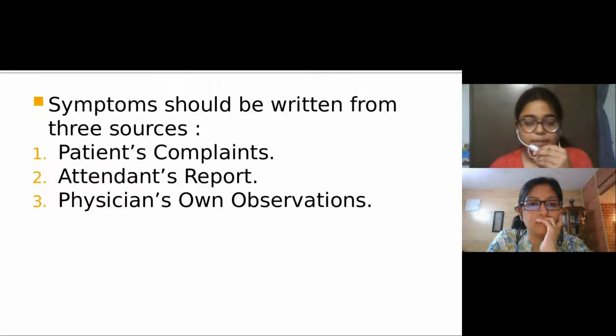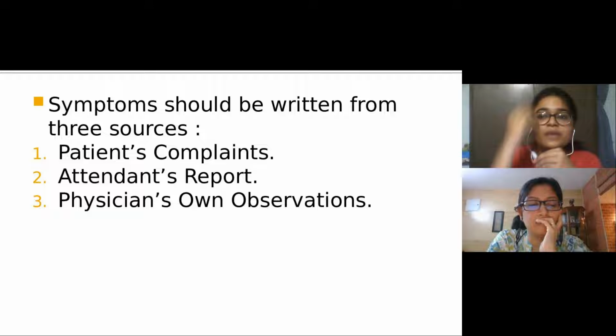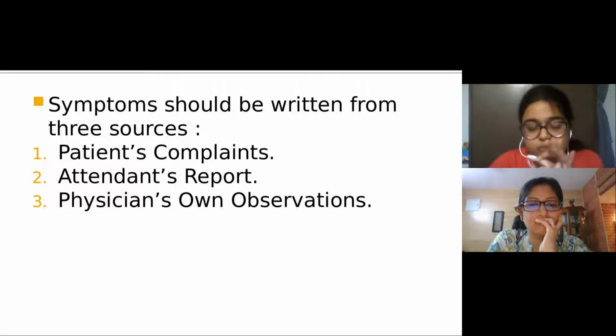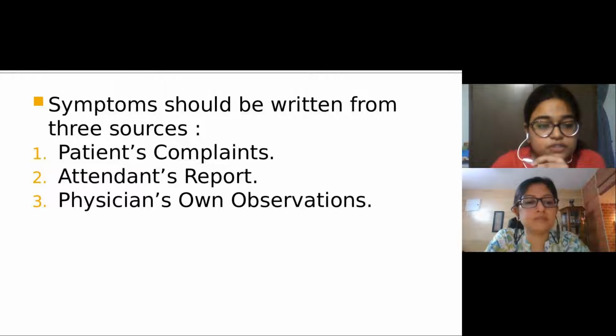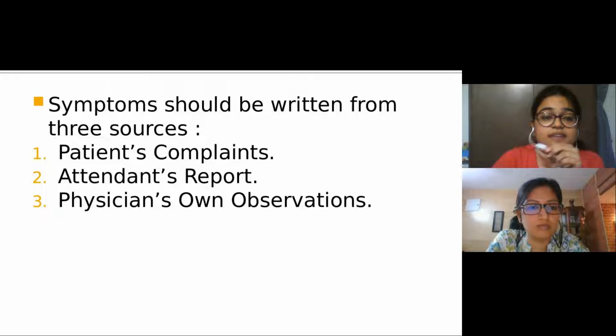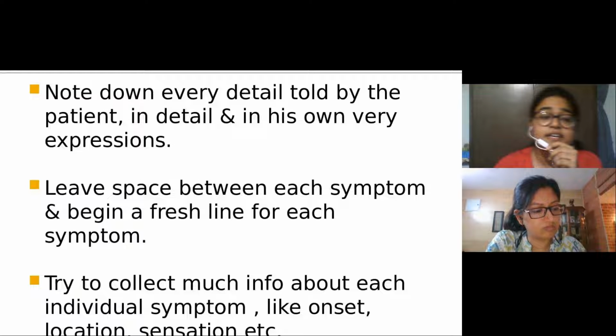First is from patient's complaint, जो बोलता है. And the second thing is from attendant's report, attendant क्या बोलेंगे about patient को health condition में ऐसा था और disease condition में ऐसा हो गया है, so we will get symptoms from the attendant side. And third, and the most important source, is physician's own observations. So that is the most important thing because patient and attendant symptoms को ज्यादा बढ़ा चढ़ा के बोल सकते हैं या फिर थोड़ा कम करके बोल सकते हैं, लेकिन physician's own observation will be unaltered, so that is the most important source.